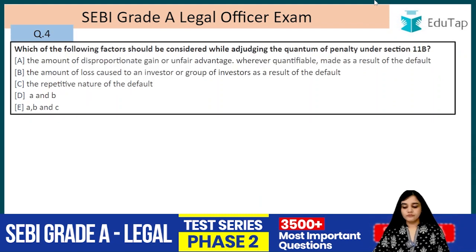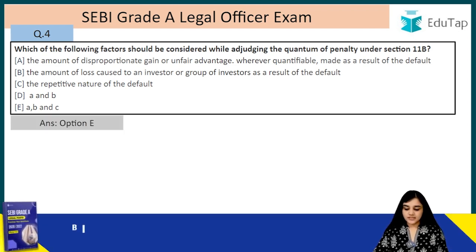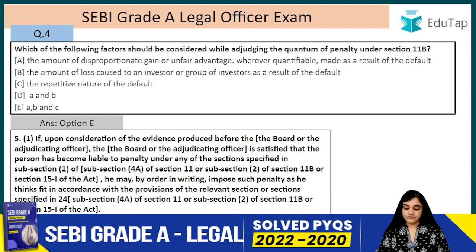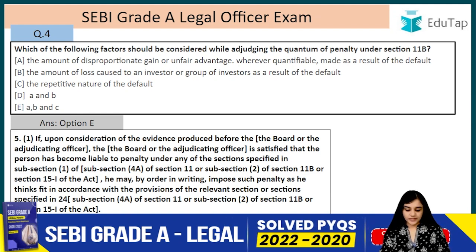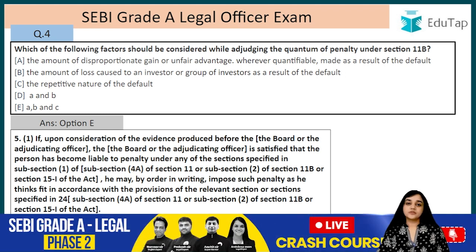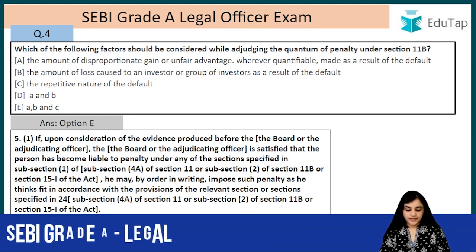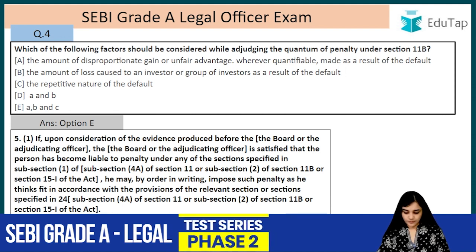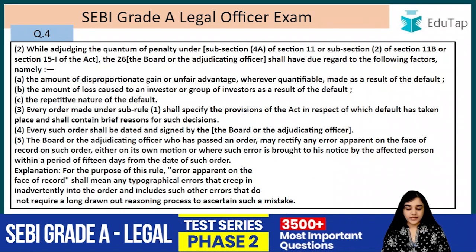Question number 4. Which of the following factors should be considered while adjudicating the quantum of penalty under section 11B? So the answer is E, that is all of these, they are correct. If upon consideration of the evidence produced before the board or the adjudicating officer, the board or the adjudicating officer is satisfied that the person has become liable to penalty, now they are satisfied that he is liable for penalty under any of the sections specified herein. In that case, while adjudicating the quantum of the penalty, the board or the adjudicating officer shall have due regard to the following factors, namely.